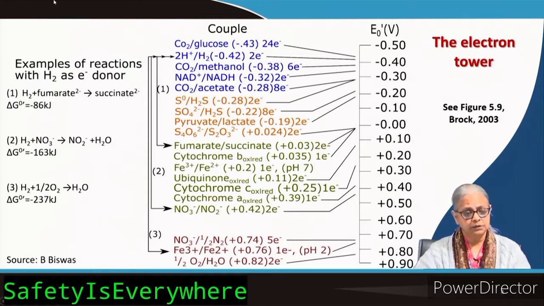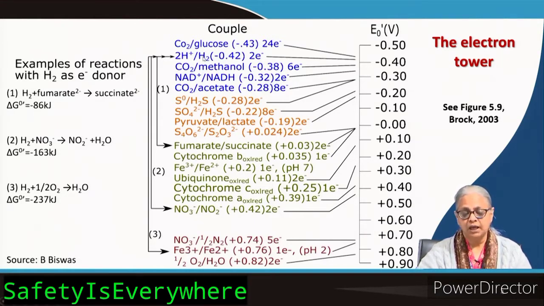Now let us take some other examples to make it clearer. Let us take number 1, shown over here. Here we have hydrogen, which will act as the electron donor. So this is in reverse, hydrogen gas going to protons, and it's being combined with fumarate going to succinate. It's not a big fall, it's a small fall. You can see literally the distance along the electron tower. The delta G value for this reaction is minus 86 kilojoules.